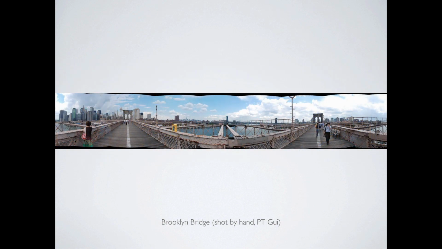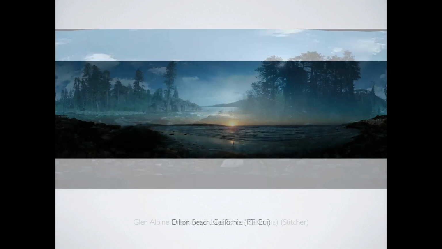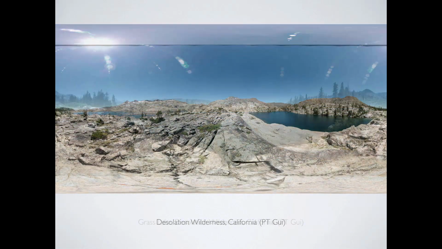This one was on the Brooklyn Bridge. This was shot completely by hand, but there's no parallax errors because I was careful to move around the camera instead of the other way around. So I'm going to start flipping through these because they all kind of look the same.